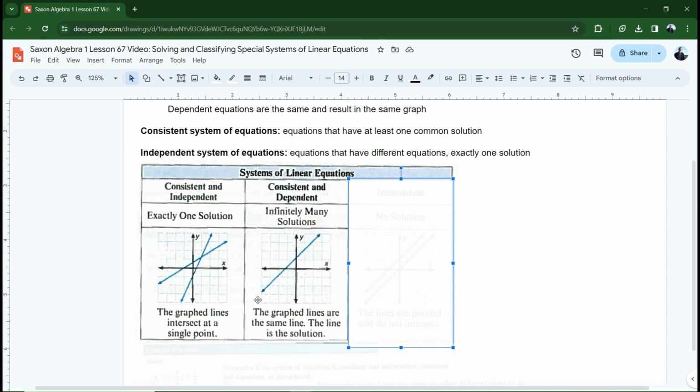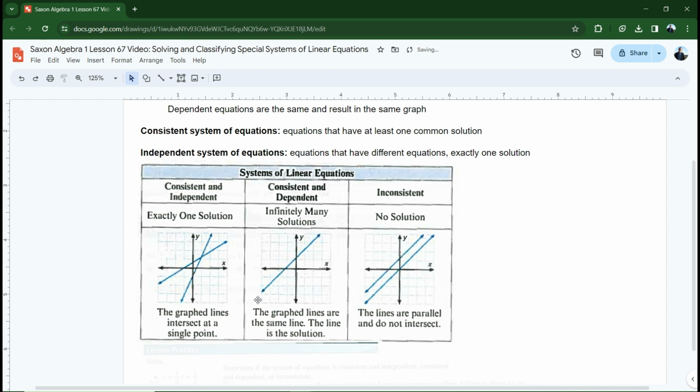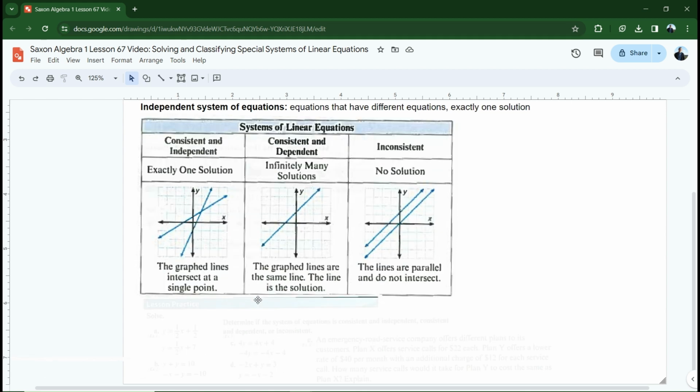And then lastly, inconsistent equations. And here's where the debate comes in. Are these just inconsistent, or are they inconsistent and independent because they're different equations? But regardless, inconsistent equations have no solution because the lines are parallel. The lines will never intersect one another. They'll just keep going in both directions. We can tell from the equation because both of these lines would have the same slope. They'll have different y-intercepts, but the same slope.